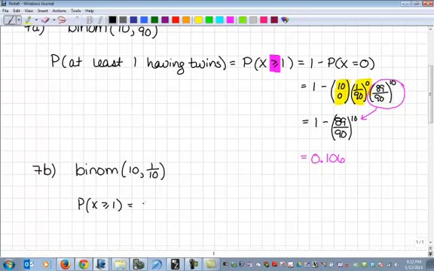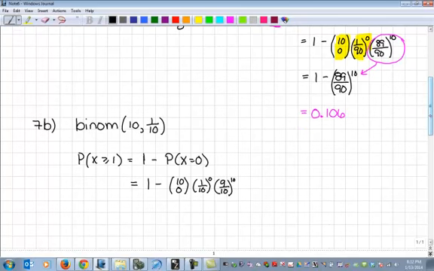Well, if I want to put that in my calculator, I could do 1 minus the probability of none of them having twins, which equals, well, if I want to write this out as a binomial, which is good practice, I'd have 1 minus 10 choose 0, 1/10, I have none of them having twins, and 9/10, all of them not having twins. Put that in my calculator, and I get 0.651.